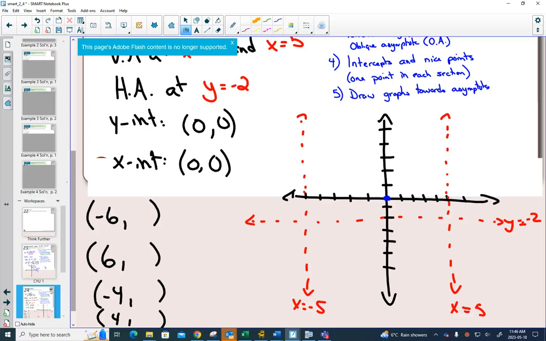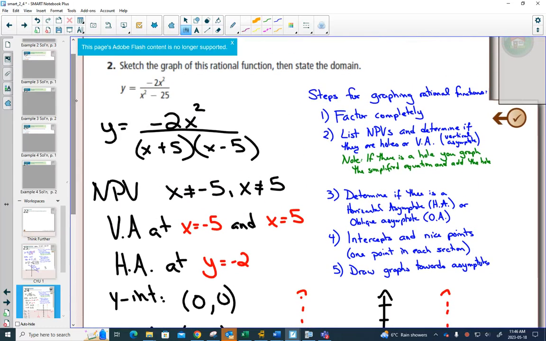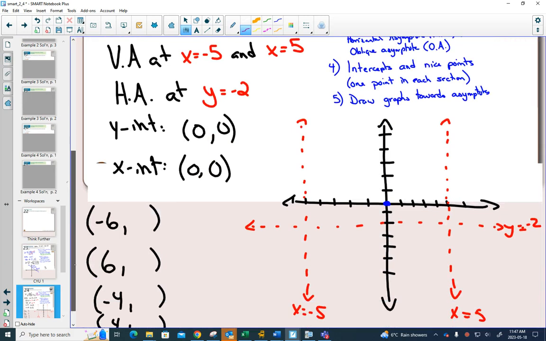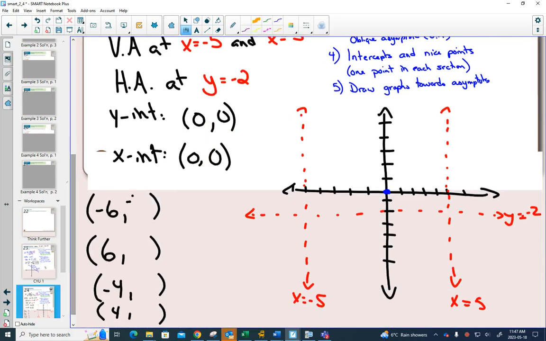Okay, now, plugging in -6. You could either plug that -6 into your original equation or into the factored one. -6 squared is 36 times a -2. You would get -72. -6 plus 1, -1. -6 minus 5, -11. -6 plus 5 is -1. That simplifies to -72 over 11.